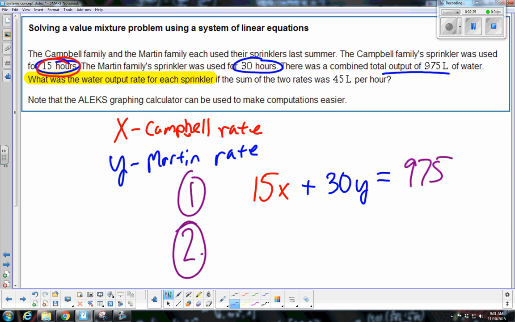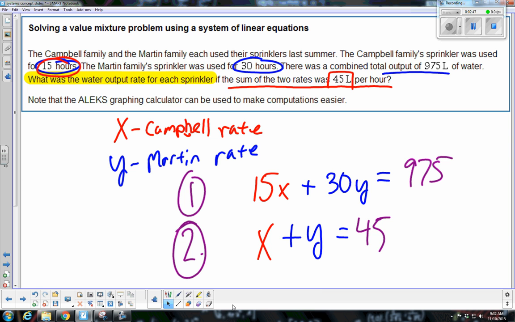Okay, so for your second equation, you might want to just go back to this last line. It says the sum of the two rates was 45 liters per hour. So the sum of the two rates, Campbell rate plus Martin rate, would be 45. So x plus y would give you 45, because that's their rates combined together. So if those two equations make sense, you did the hard part. Now comes the easy part, solving this.